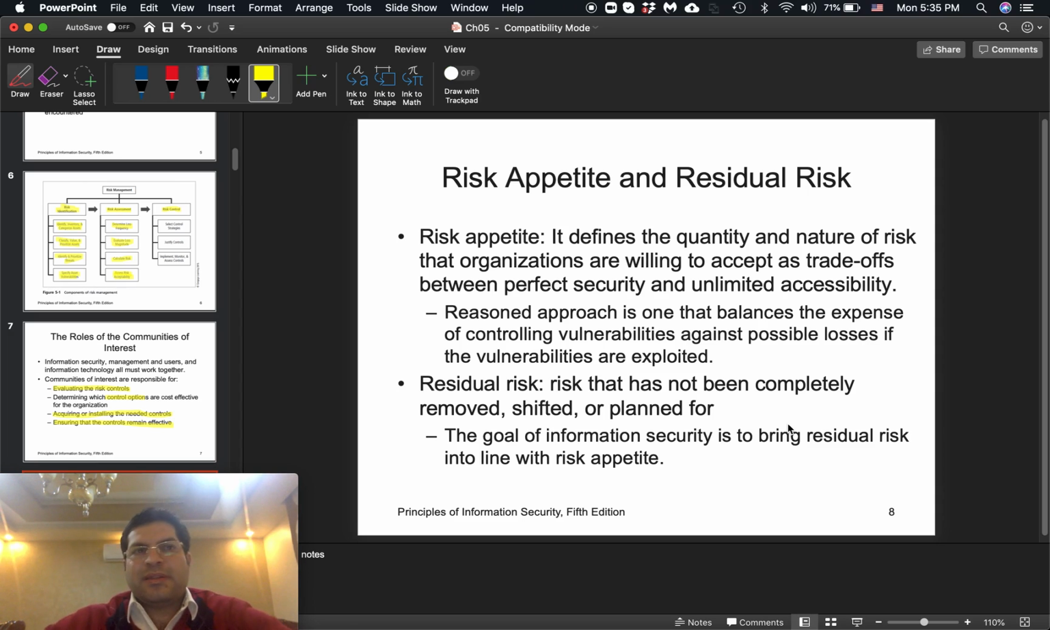When we discuss risk management, we need to think about two concepts. We need to really understand two concepts: risk appetite and residual risk. So what's the meaning of risk appetite? Risk appetite is the quantity and nature of risk that the organization is willing to accept.